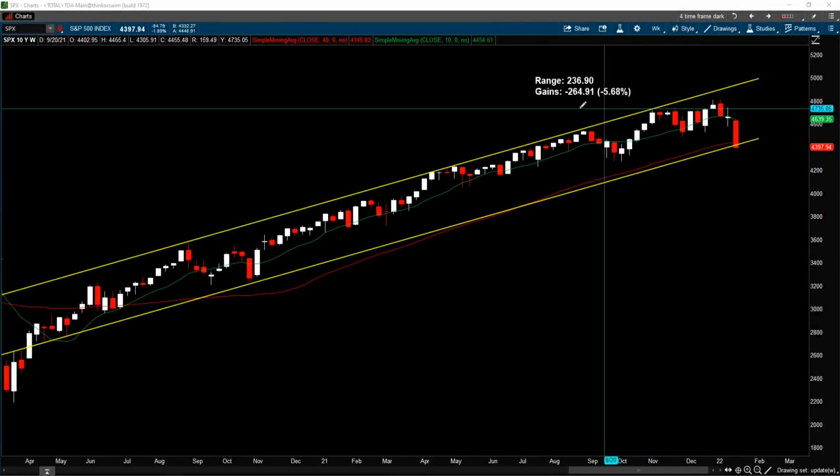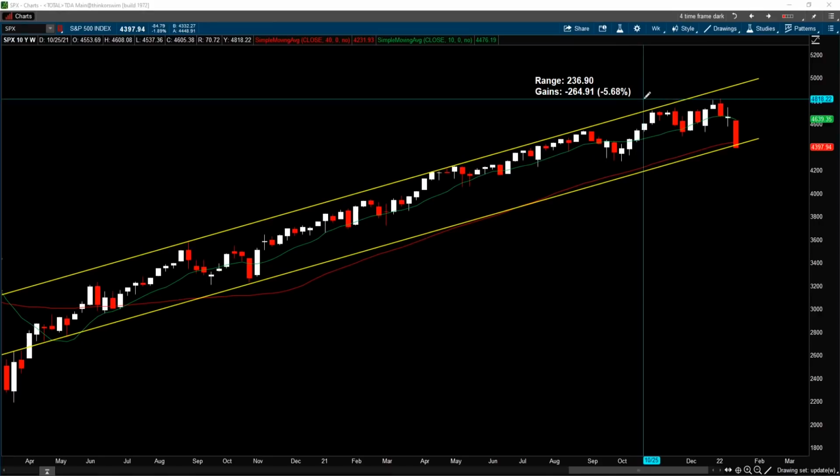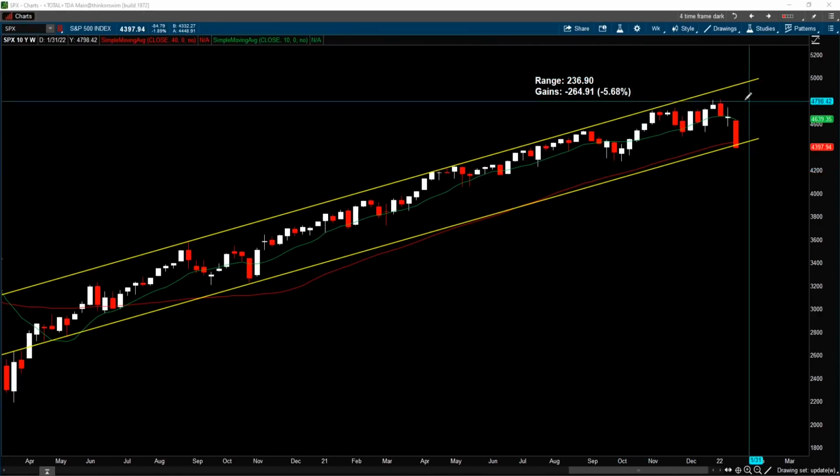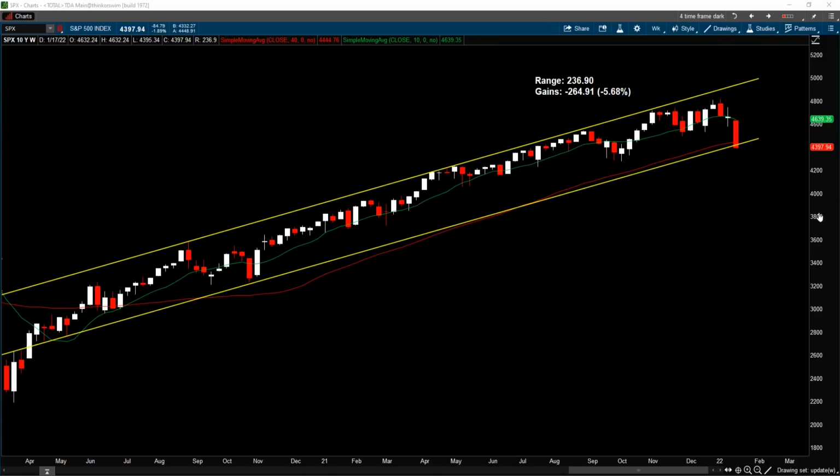Last week, the S&P 500 lost almost 265 points or 5.68%. It had a range of close to 237 points. As you can see from this weekly chart of the S&P 500, ever since the first week of January of this year, it put in a new all-time high and has been one time framing down.